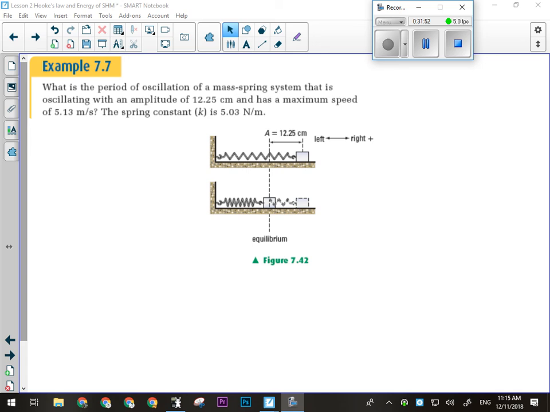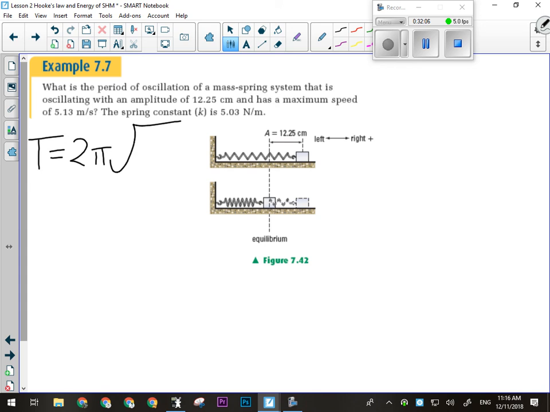Okay, so let's have a look at this one. They want to know the period of oscillation of this mass on a spring. So one of the first things I need to do is look at what things I need in order to get the period. According to the formula we looked at yesterday, to get the period of a mass on a spring, I need the mass and the spring constant.